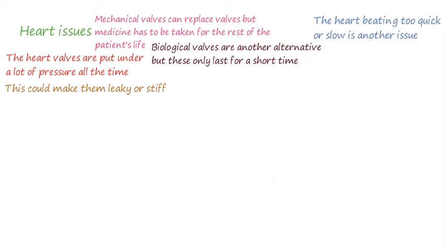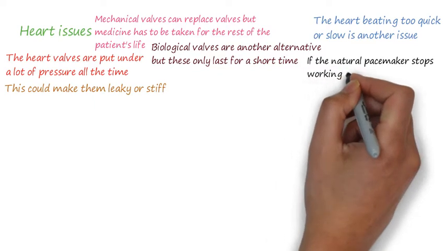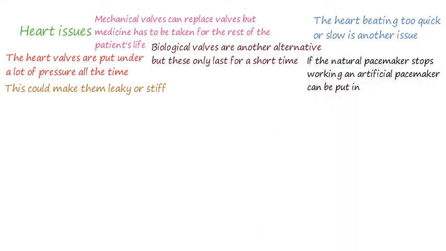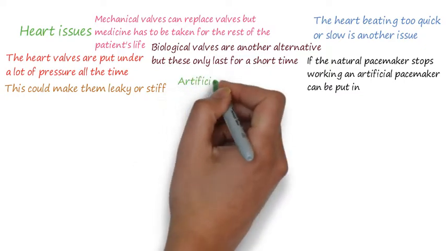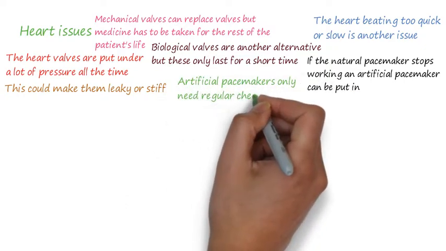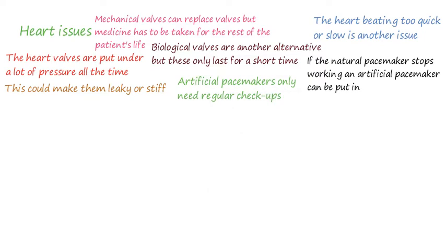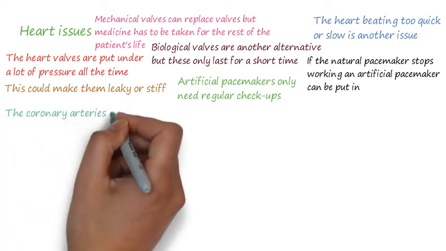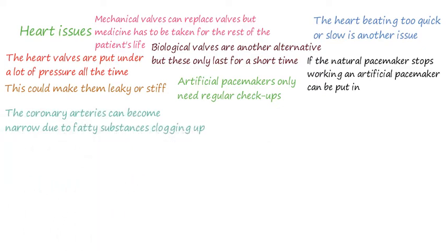Another issue with the heart occurs when the heart is beating too quick or too slow. A section of the heart, known as a natural pacemaker, sets the heart beating rhythm. If the natural pacemaker stops working, the amount of oxygen passed to the body could decrease. An artificial pacemaker is put in if this occurs. The artificial pacemaker will send electrical impulses to the heart to establish a regular rhythm. Artificial pacemakers only need regular checkups.